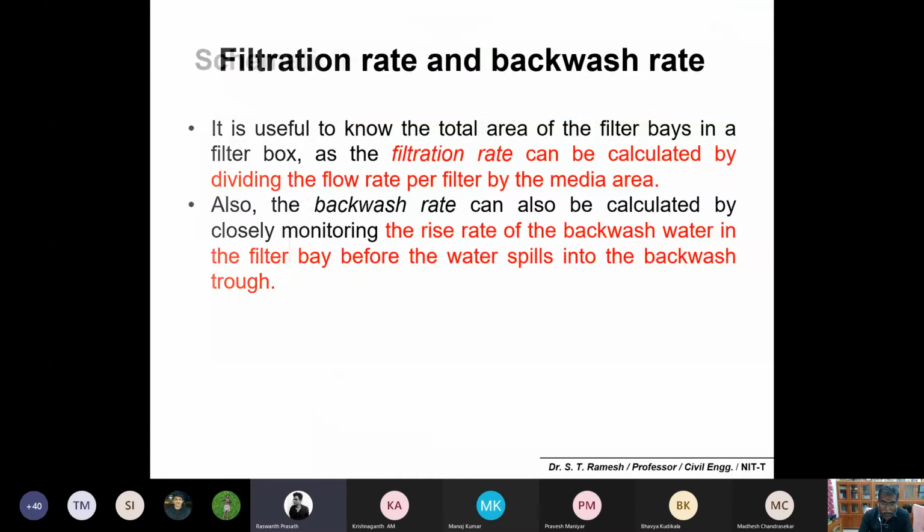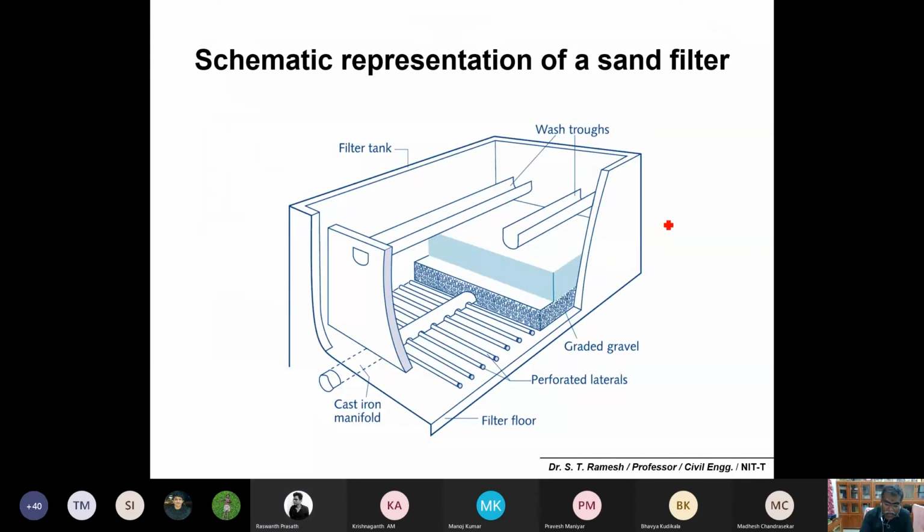Okay, sir. So this is what the exact schematic of the sand filter will look like. Now you can understand logically better. These are graded gravel, this is your central manifold pipe, these are your filter perforated laterals, and this is your floor. This is your containment structure, otherwise called the filter tank. These are wash water troughs. Now imagine I allow the water to flow on the top of the filter, filtration happens, and water will be collected through these laterals.